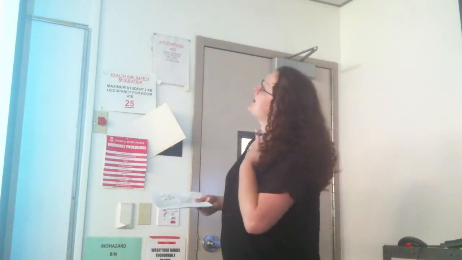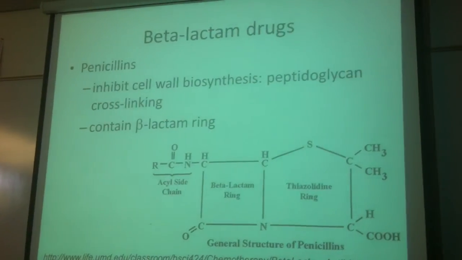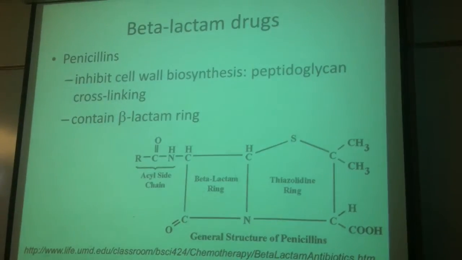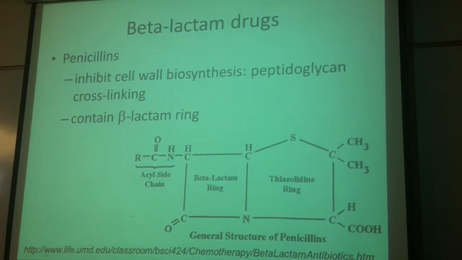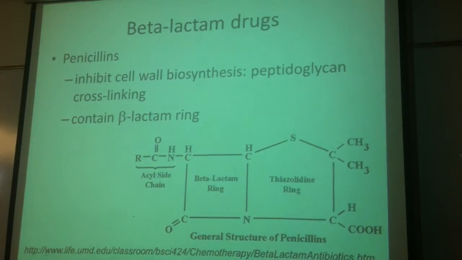Okay. Back to the beta-lactam drugs. So these inhibit cell wall biosynthesis. Okay? And so this is where they mess with peptidoglycan cross-linking. Okay, and their big thing is that they contain a beta-lactam ring. Okay, so this is a key part in this family. This is the most common agent, most prominent in this group, the beta-lactams.